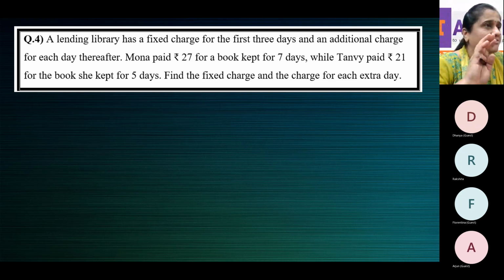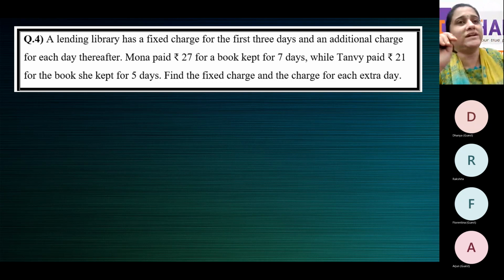27 rupees is for 7 days. No, don't look at the board. Look at me now. 27 rupees is for 7 days, and 7 days is 3 days plus 4 days. The fixed cost for the first 3 days is X. The other thing is the variable cost, Y rupees per day. For 4 days, 4Y. So what is 27? X plus 4Y, not 7Y. X for the first 3 days plus 4Y for the remaining 4 days is equal to 27.